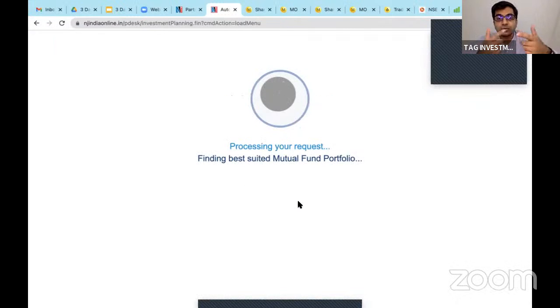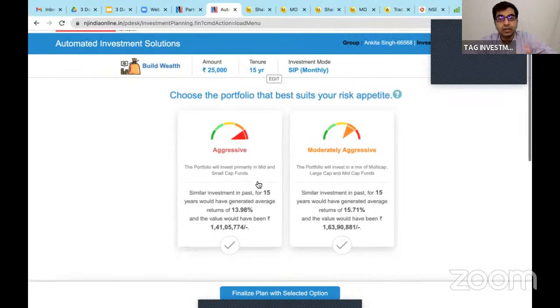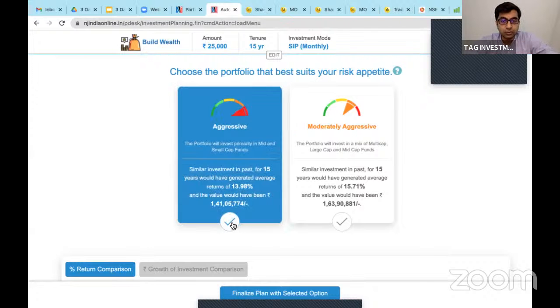Then it starts processing the request, and it finds the best mutual funds suited as per the risk profile, as per the time horizon, and so on. Since you already know your risk appetite from the previous session, where we gave you a tool to choose your risk profile, supposedly you are an aggressive investor with an aggressive risk profile. So you need to click on this.